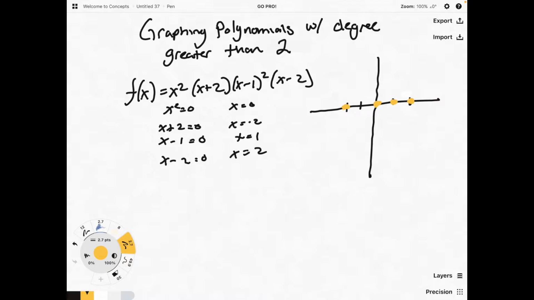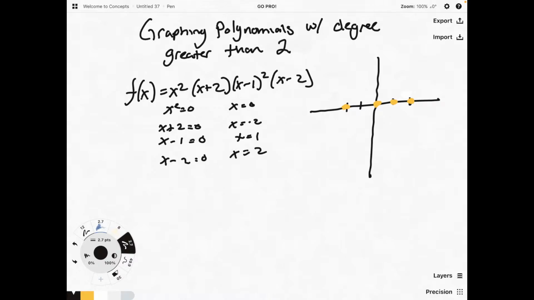The sign table will tell us what the graph is going to look like on either side of each point. So it will tell us what the graph is going to look like on this side of the point. It's going to tell us what the graph looks like on this side of the point, and that's going to continue through each of the points that we have determined.